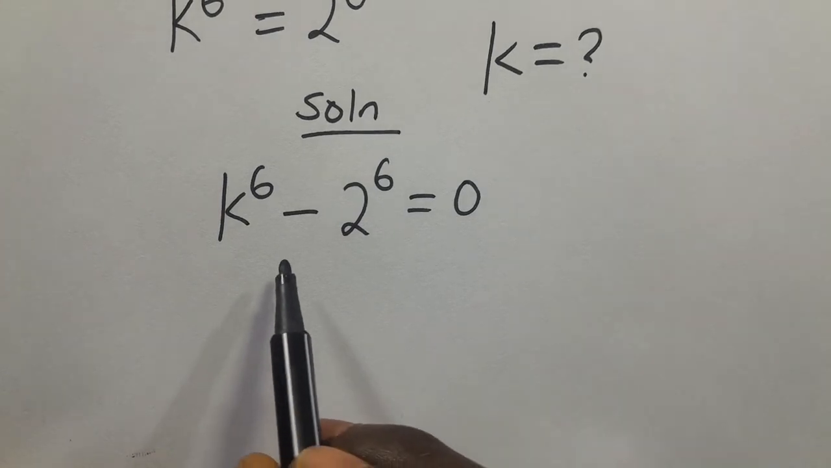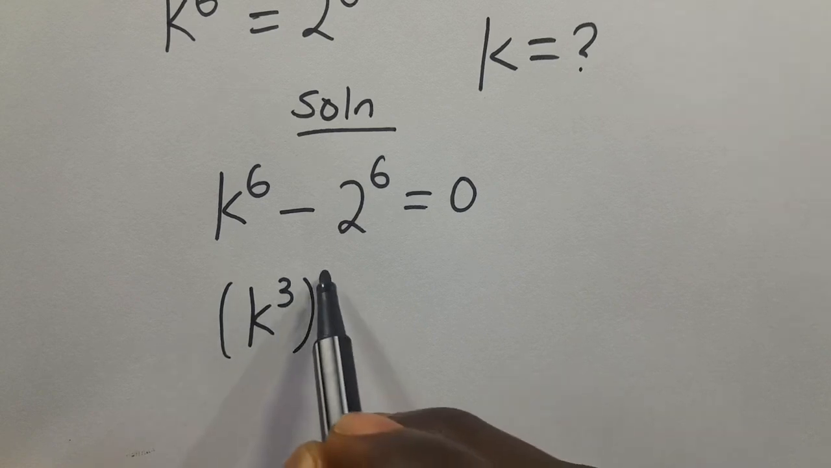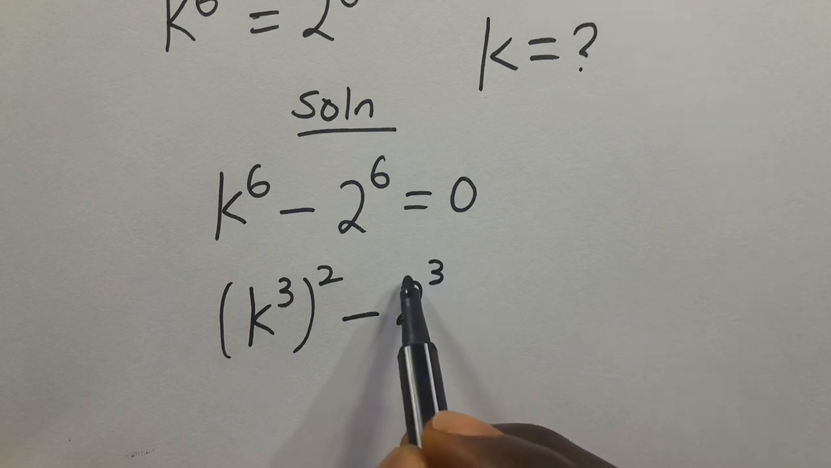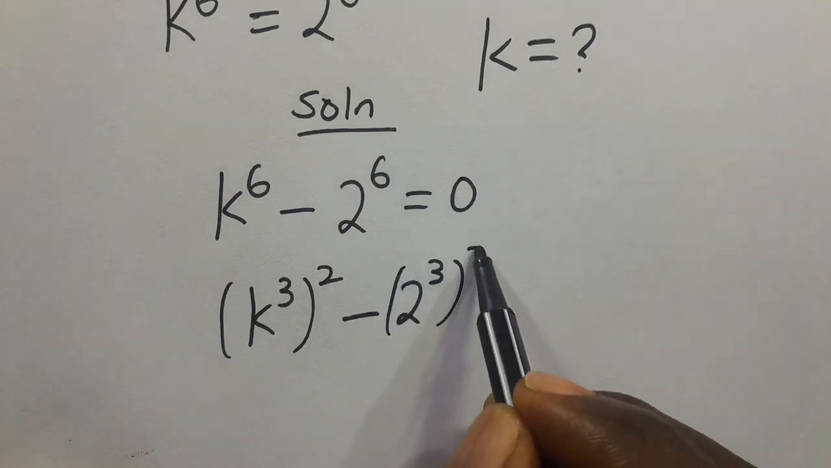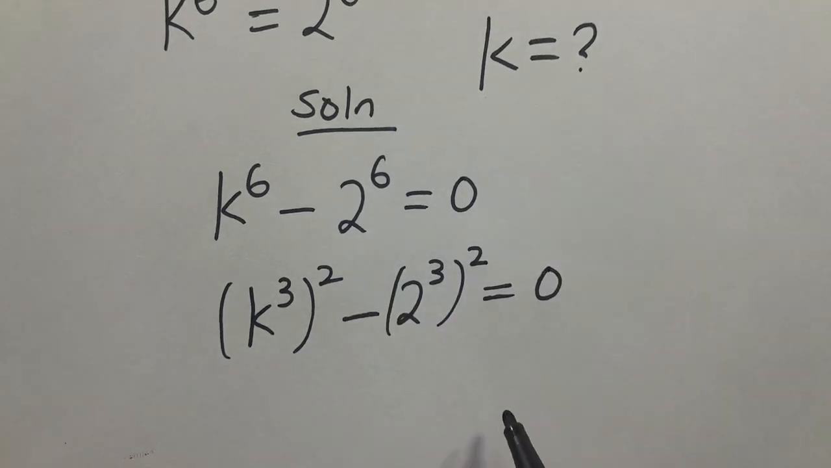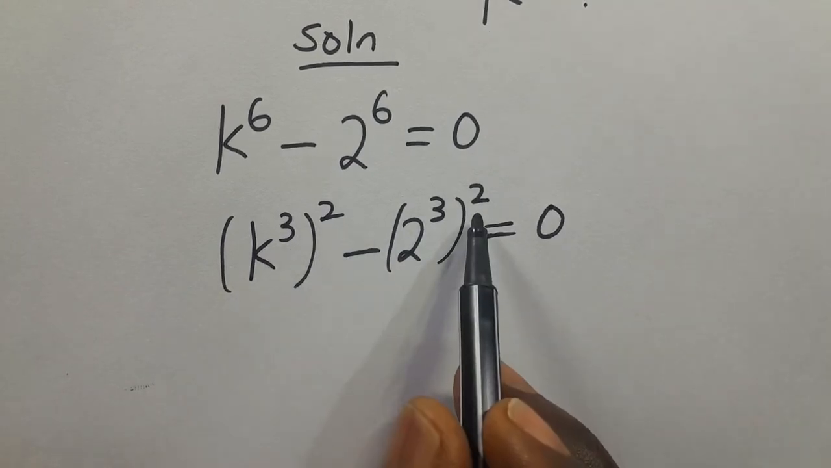So from here, let's have k to the power of 3 in parentheses to the power of 2, since 3 times 2 gives us 6, minus 2 to the power of 3 in parentheses to the power of 2, since 3 times 2 gives us 6. Then let's set everything equal to 0. The next thing is, this one has power 2, this one has power 2.